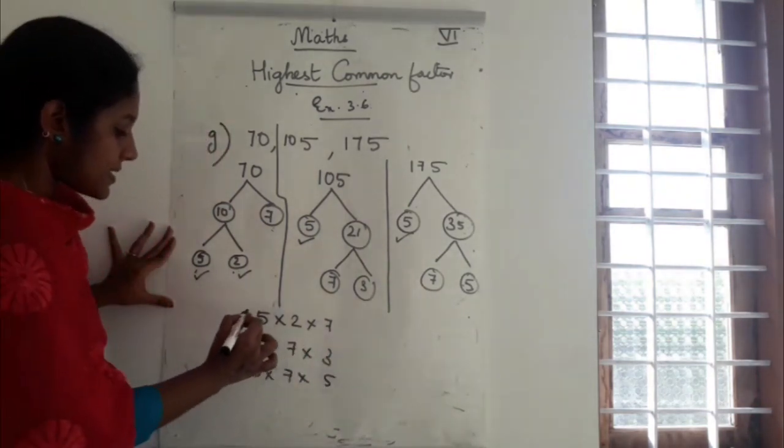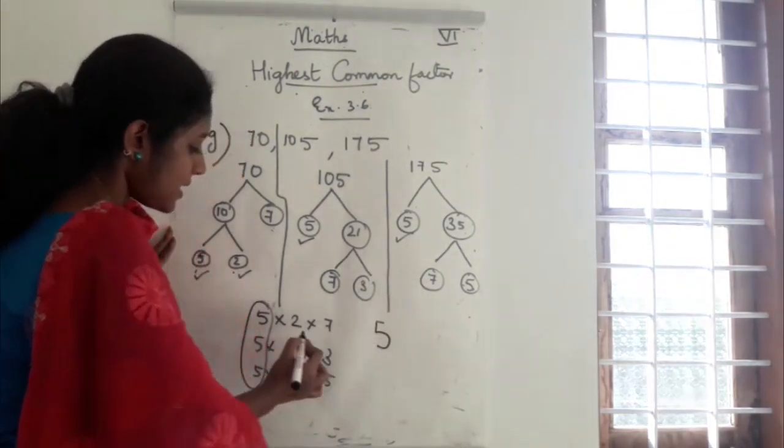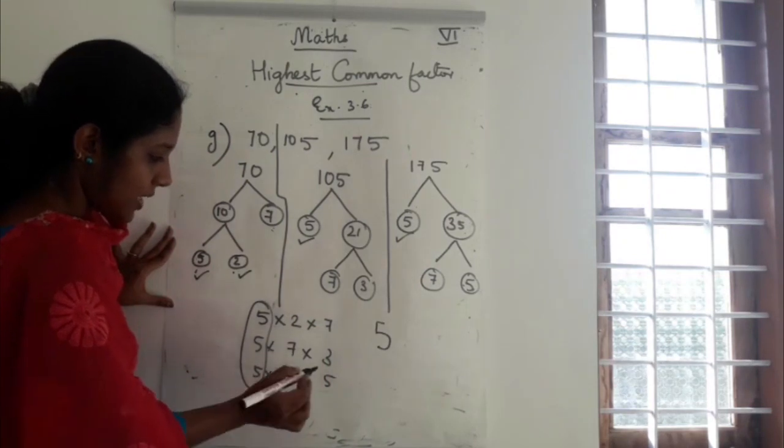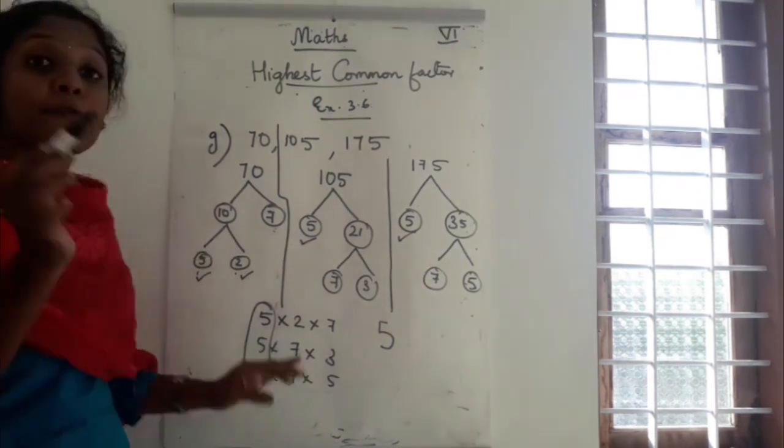Now find the common factors. 5 comes 3 times, so 5 is a common factor. Then 2 comes 1 time, and 3 comes 1 time, so that is not a common factor. 7 comes 3 times, and 5 is the common factor.